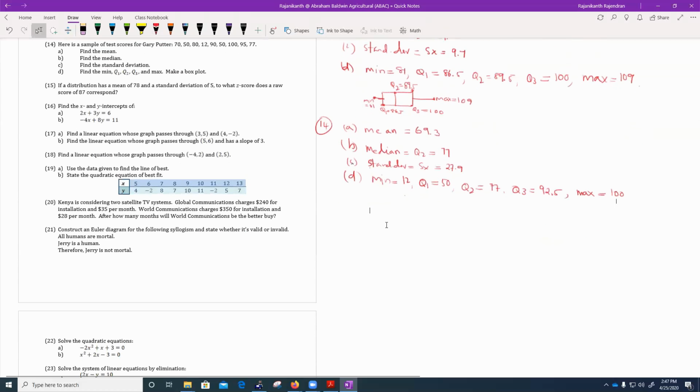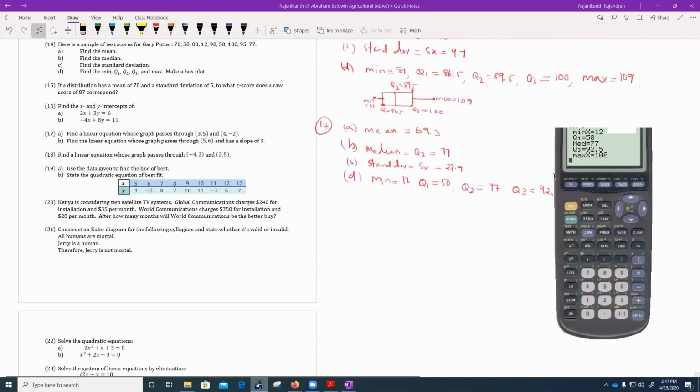Then let us draw the box plot. Again, you need to go to window and set. My minimum is now 12, so let me put 10 here. The maximum I'm keeping 120. Scale 10. Remaining all I'm keeping as it is. So therefore, graph it. This is my box plot.